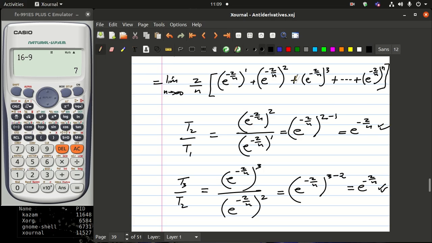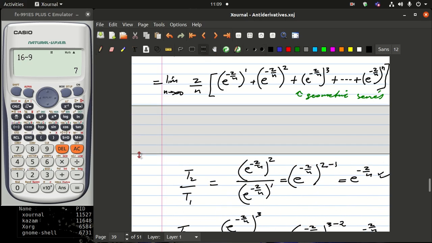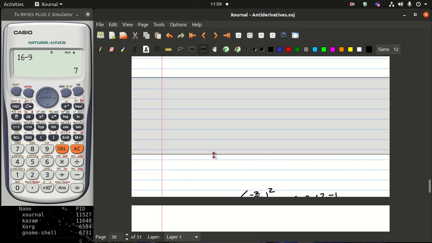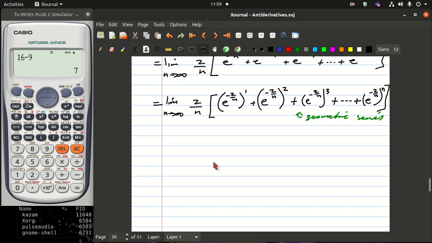In other words, this series is actually having a common ratio. So this one here is actually what we usually call a geometric series. So that's what we're actually having here. We have a geometric series. So now that we are having a geometric series, we know the formula for the geometric series. How do we deal with that?